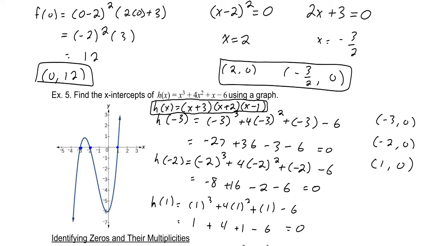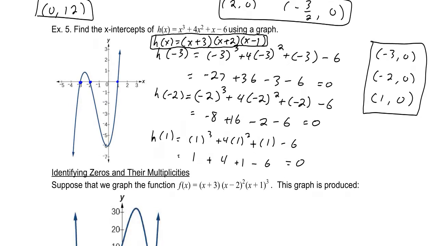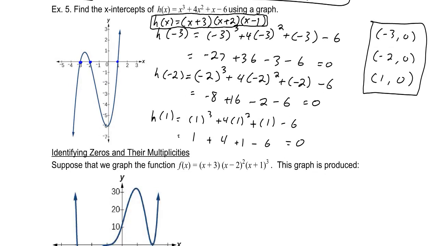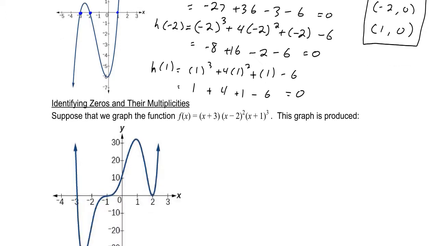And finding the x-intercepts, that is those 3 points, and that question is finished. Identifying zeros and their multiplicities. Okay, let's go ahead and look at this graph here.